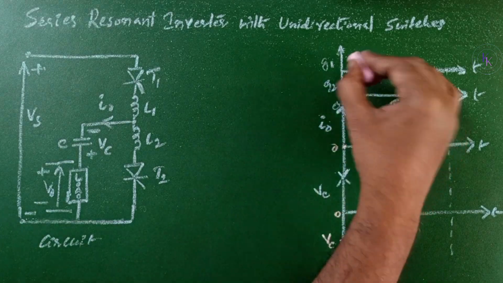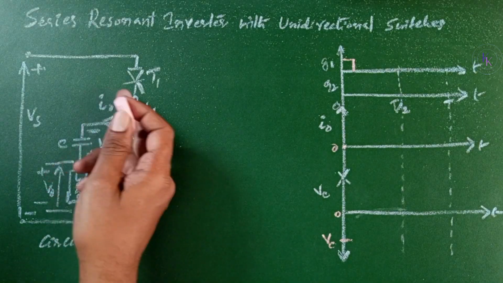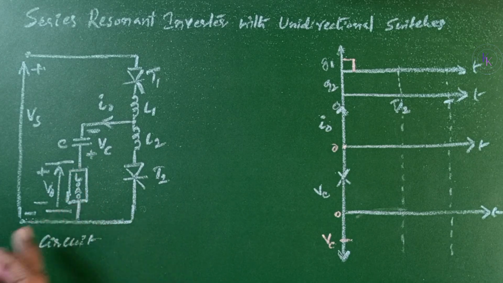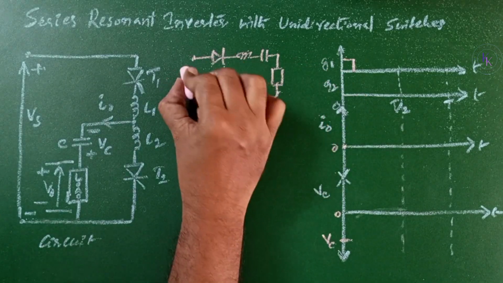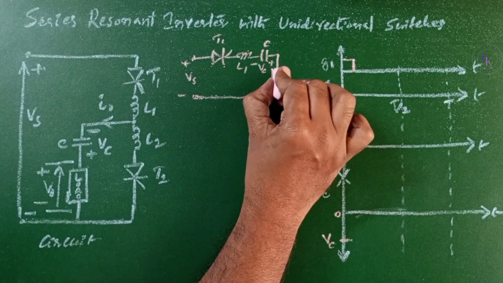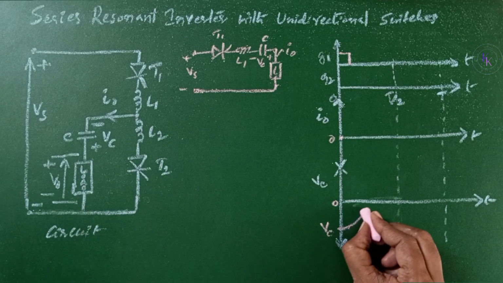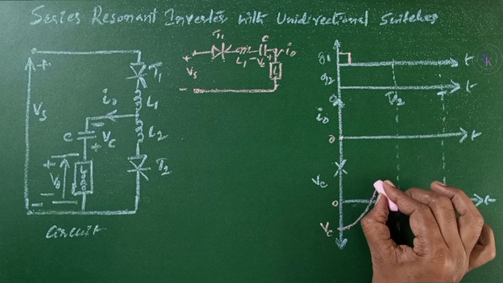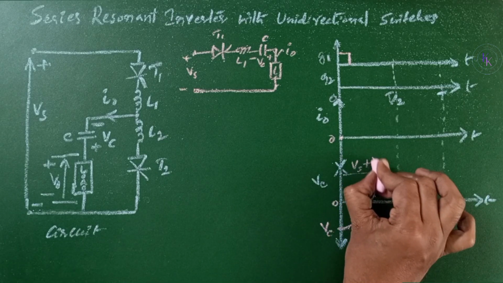Now, when thyristor T1 is turned on by giving a pulse, the current tries to flow through the thyristor T1, inductor L, and capacitor C through the load back to the source. So, when the current starts flowing, the capacitor voltage Vc is reversing and becomes 0, and then starts increasing in the reverse direction and reaches a value of Vs plus Vc.